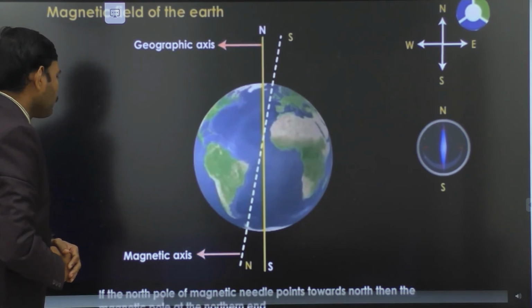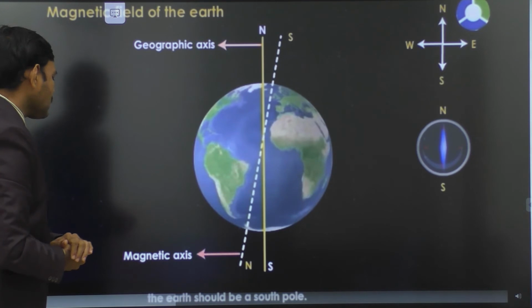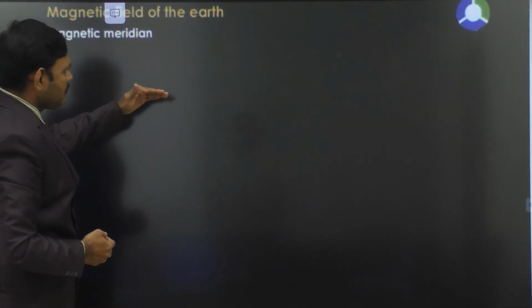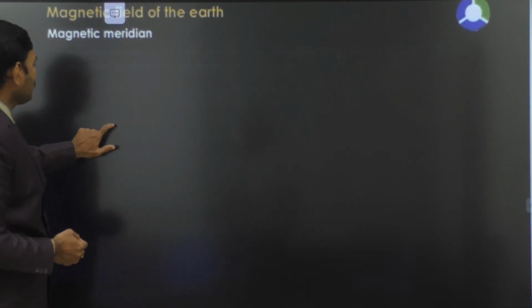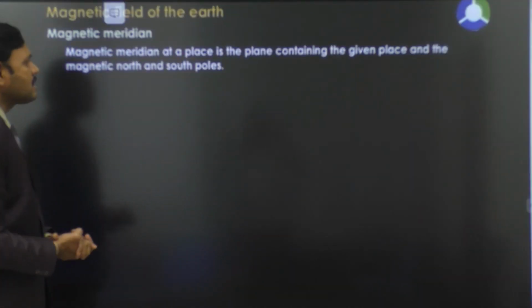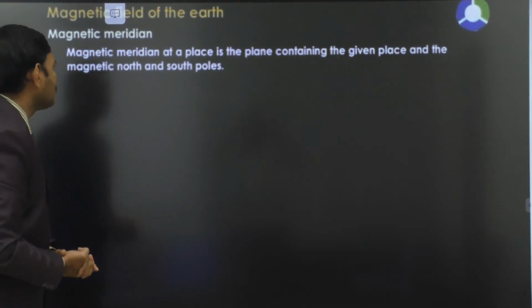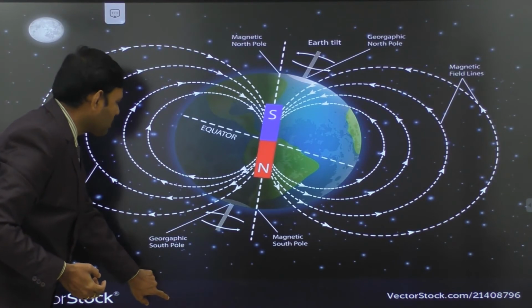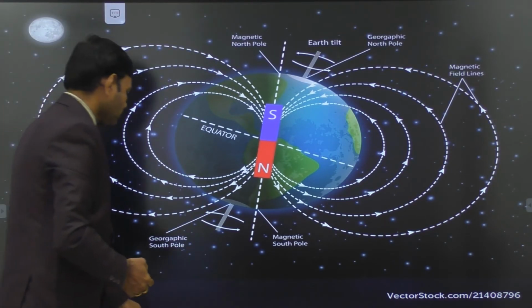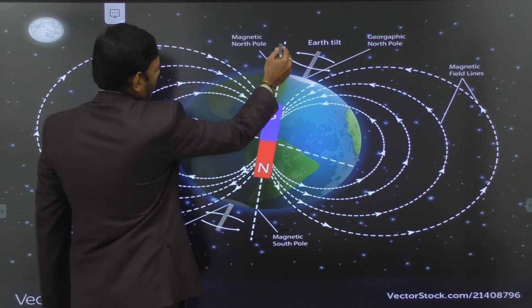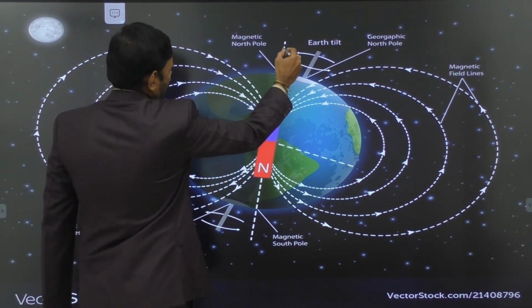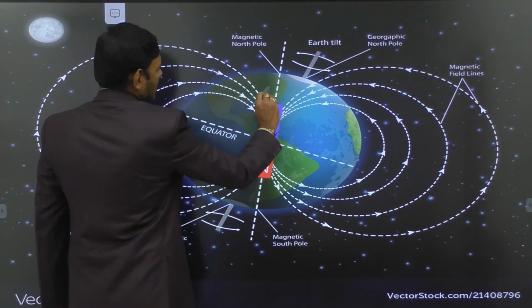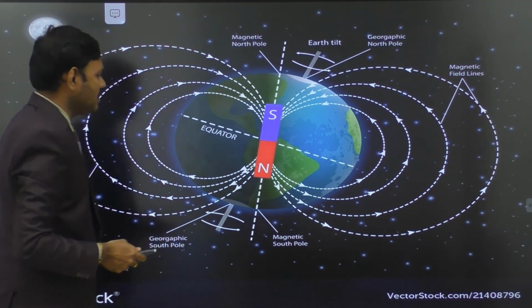Then we discuss some magnetic definitions belonging to them. One is the magnetic meridian. The magnetic meridian at a place is the plane containing the given place and the magnetic north and south poles. So when you come to this part, students, this is the magnetic axis and this is the polar axis of the Earth. They are making some angle with each other.